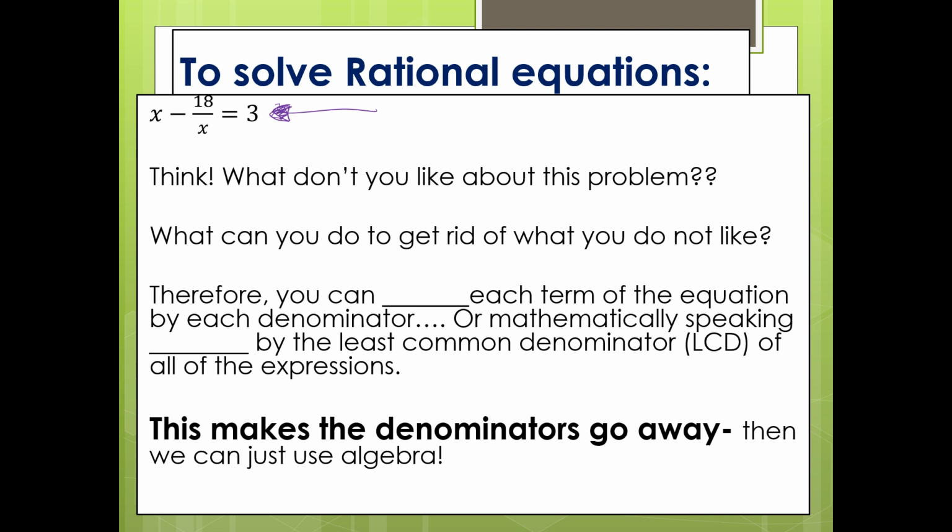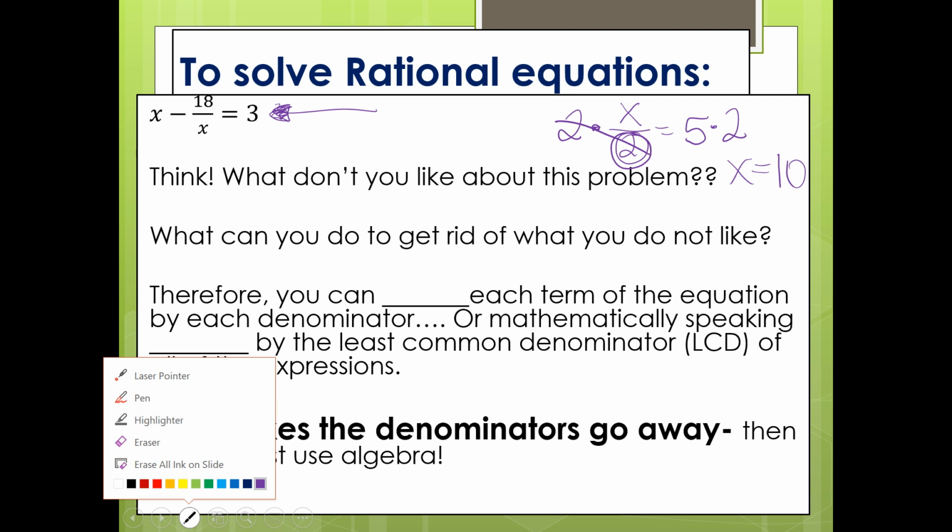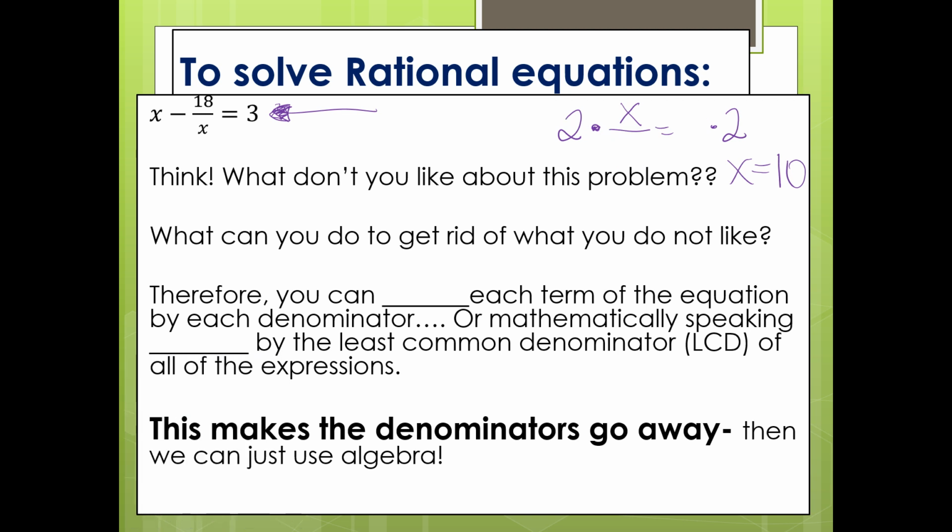Like if you have x over 2 equals 5, how would you get rid of this 2 on the bottom? Hopefully you thought of multiplying it. So we multiply the 2 on both sides, and now we have this much prettier equation that just says x equals 10. So if we don't like something in our problem and it's on the bottom, we can get rid of it by multiplying by it.